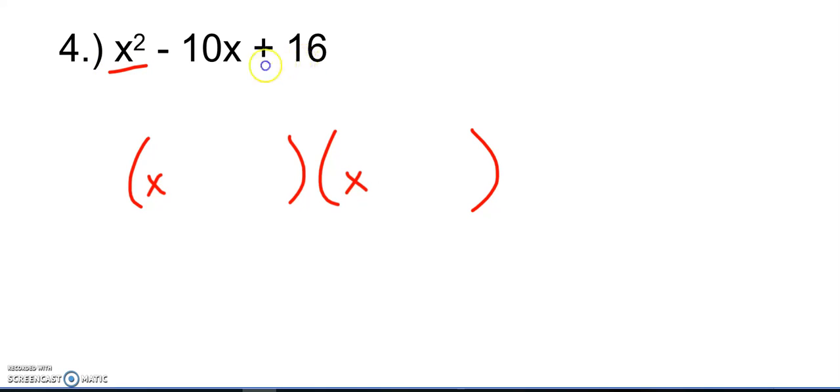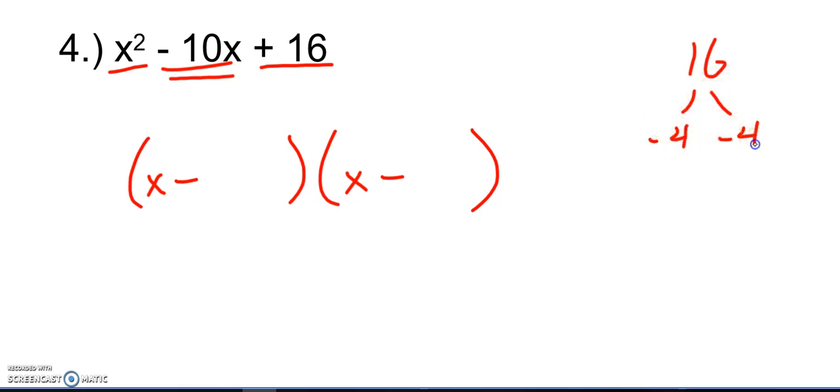Notice here that we get a positive from multiplying our last terms, but we have to add to get a negative number. Well, here's where we have to use our knowledge of a negative times a negative will give me a positive, and when I add two negatives together, I also get a negative for the middle. So 16, I know both of these are going to have to be negative, so let's just look at some options. So -4 times -4, yes, that is 16.